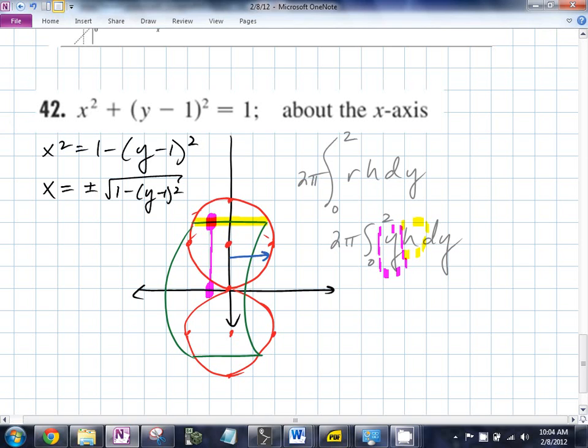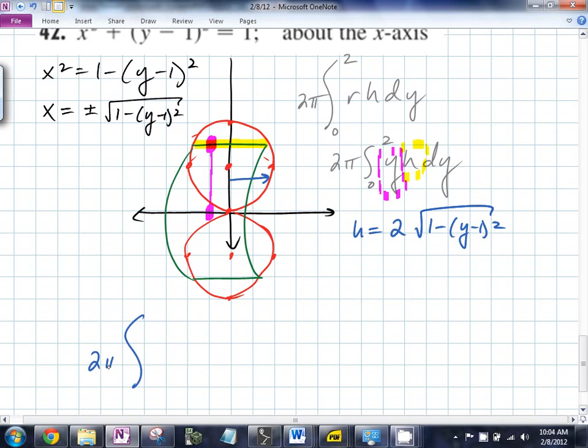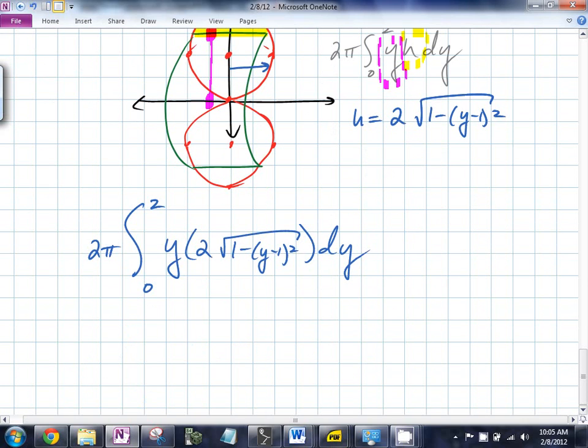So in this case, what is h going to be? 2 times the square root of 1 minus (y minus 1) squared. So what is our integral going to be? 2 pi times the integral from 0 to 2 of y times 2 root (1 minus (y minus 1) squared) dy. Does this look like something you can do by hand? No. Yes. Possibly. What method are you going to have to use if it's possible? You're going to have to use substitution.